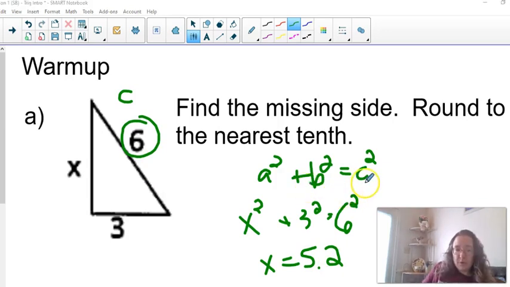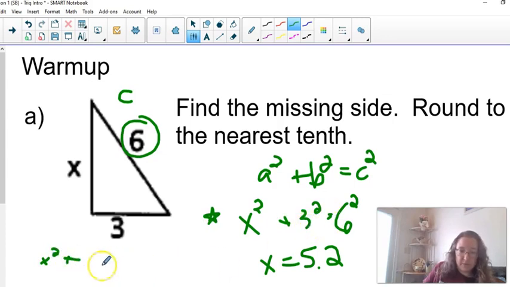And of course, if we wanted to solve this using algebra, then when we do this line right here, x squared plus 3 squared equals 6 squared, we would go ahead and work that out. x squared plus, all right, 3 squared is 9. 6 squared is 36. Do our algebra. Subtract 9 from both sides. 36 minus 9 is 27. That's x squared. We don't care what x squared is. We need plain old x.